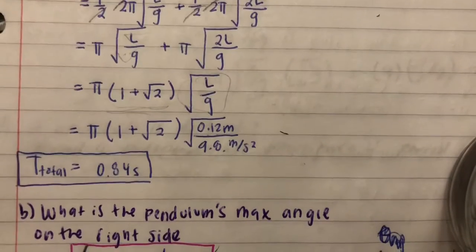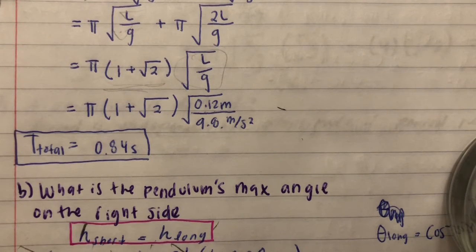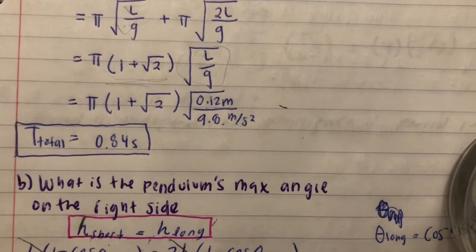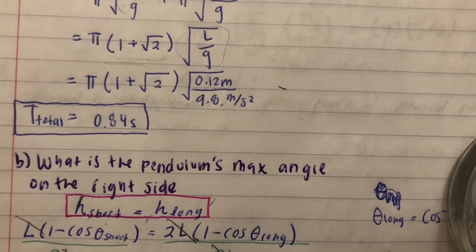Okay, and then the second question says, what is the pendulum's max angle on the right side? So I'm going to use this equation, which is the vertical displacement of the short pendulum is equal to the vertical displacement of the long pendulum. Just so you know, this equation is derived from applying the principle of conservation of energy to the system of the pendulum and the earth. That's where that comes from, and these are the values of them. Just remember, short, we are talking about the left side, and long, we are talking about the right side.